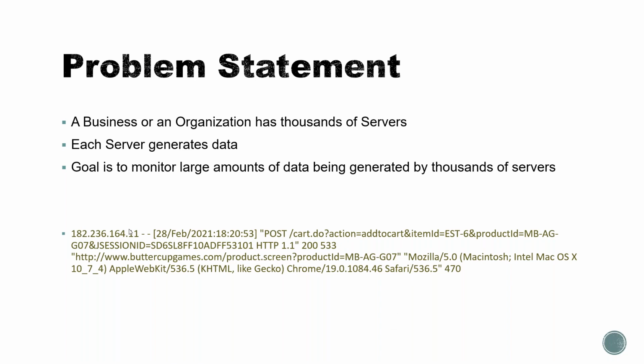If you look closely, I am performing something like an add to cart operation. Basically, this is a snippet of a retail application. Here I am performing an add to cart operation, and the item I am purchasing is something like est-6, and the product is mb. Here is the status code, and this may be the response time. So from one snippet only, I am getting this much information.